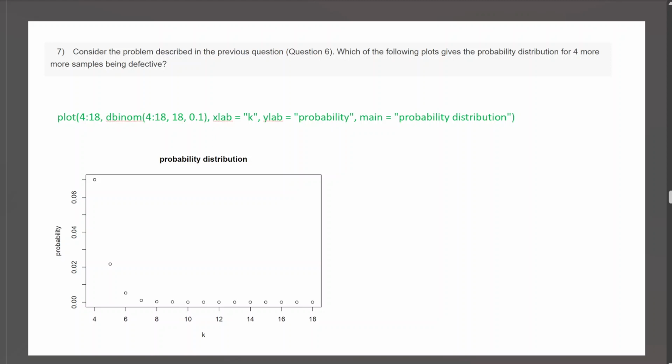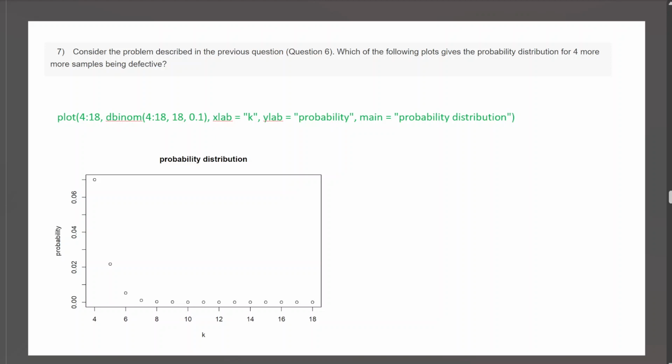So let's go to the seventh question. Consider the problem described in the previous question. Which of the following plots gives the probability distribution function for four or more samples being defective? For the problem we solved before, they are asking how the plot will look, and they have given many sample plots.